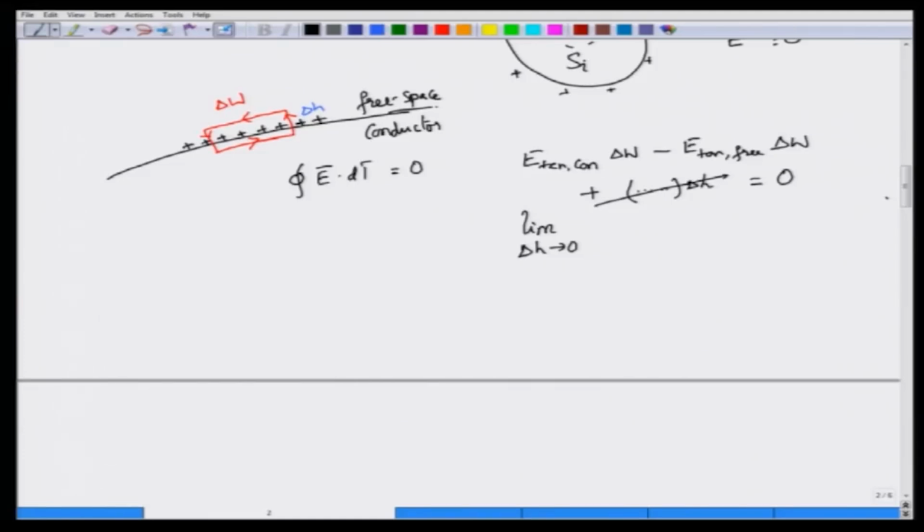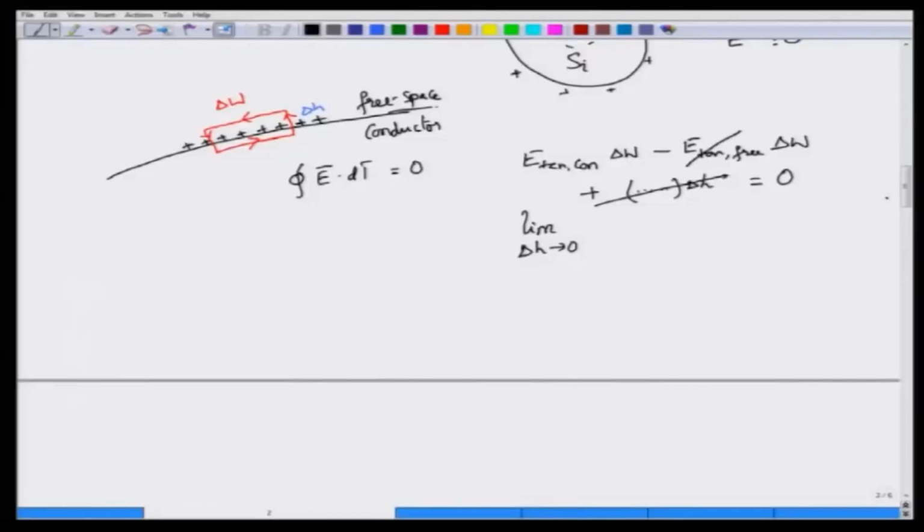Why? Because if there was any tangential electric field, then it would start to move the charges. Charge movement is not considered electrostatics, and therefore there will not be any tangential electric field, or this tangential field would move the charges in such a way that after a very short while, that is the relaxation time, the charges are in equilibrium.